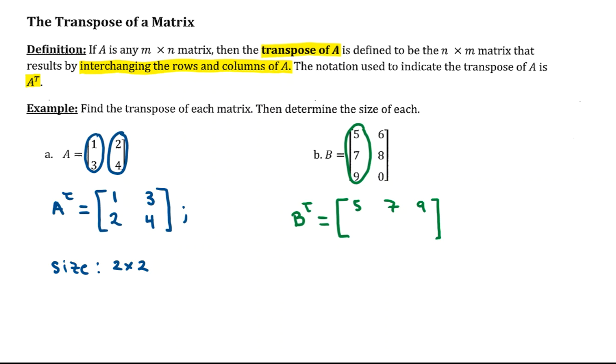We have one more column, and that's column 2. Column 2 in the original matrix B is now going to get turned into row 2 of the transpose. So in row 2, let's write the entries 6, 8, and 0. All right, and that's B transpose. Last but not least, we're going to write the size out. And you can see that in the matrix B transpose, there are 2 rows and 3 columns. So the size of B transpose is a 2 by 3.